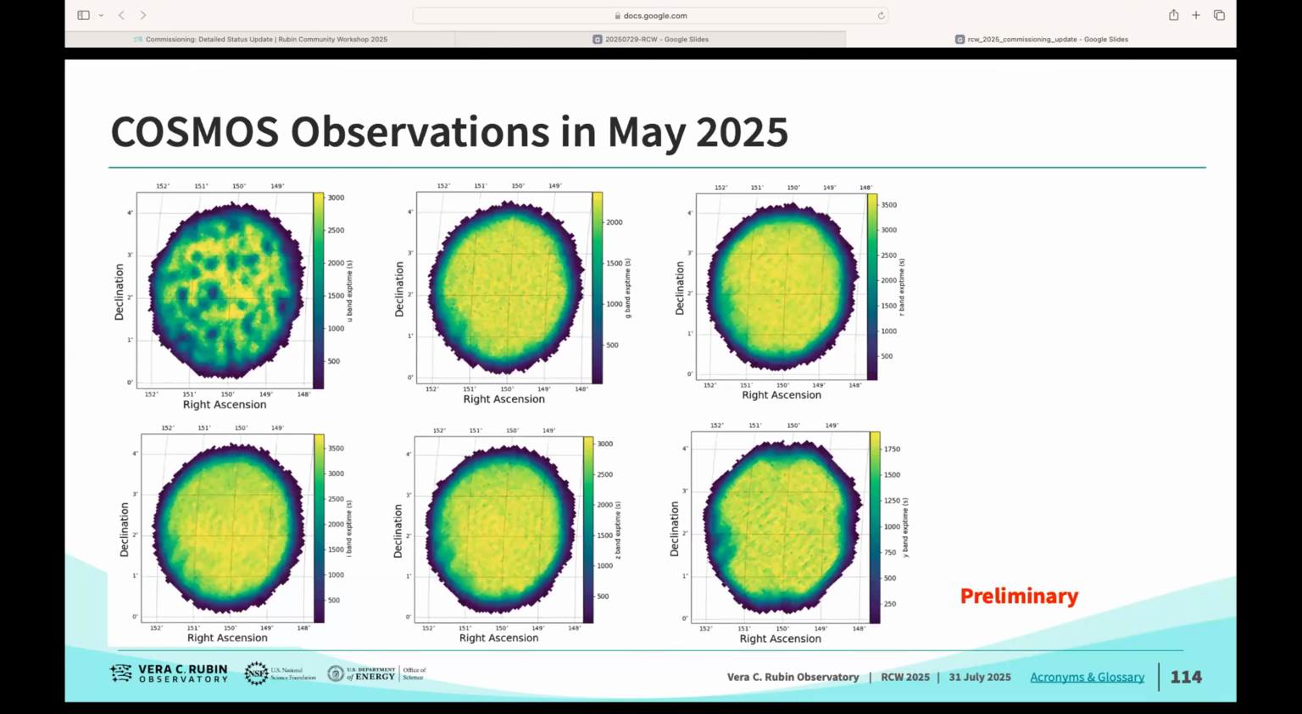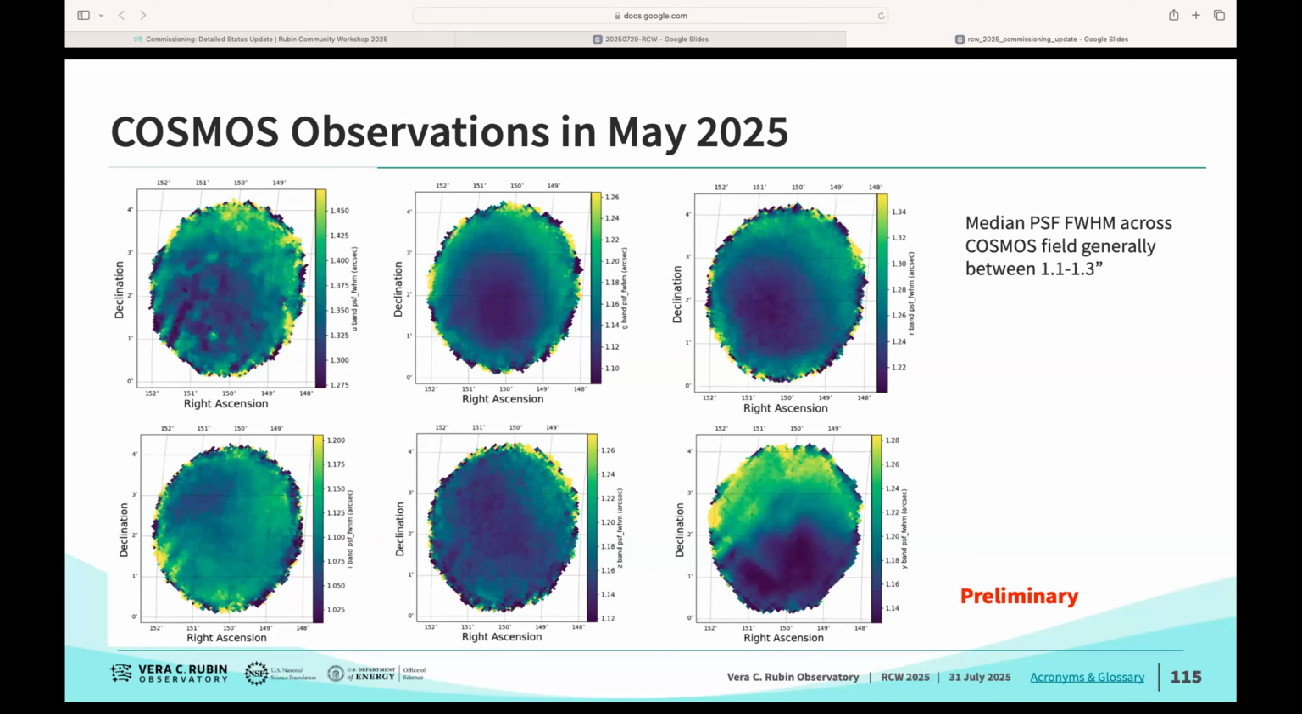So if you go to the next slide, this is just mainly for reference. There was a lot of discussion about the Cosmos observations in May, so I put in some quantitative details for those that are interested. Kevin, if you go to one more slide, basically the median PSF full width half max across these Cosmos fields is between 1.1 and 1.3 arc seconds. Each one of these panels is showing one of the different bands, ugrizy. Next slide.